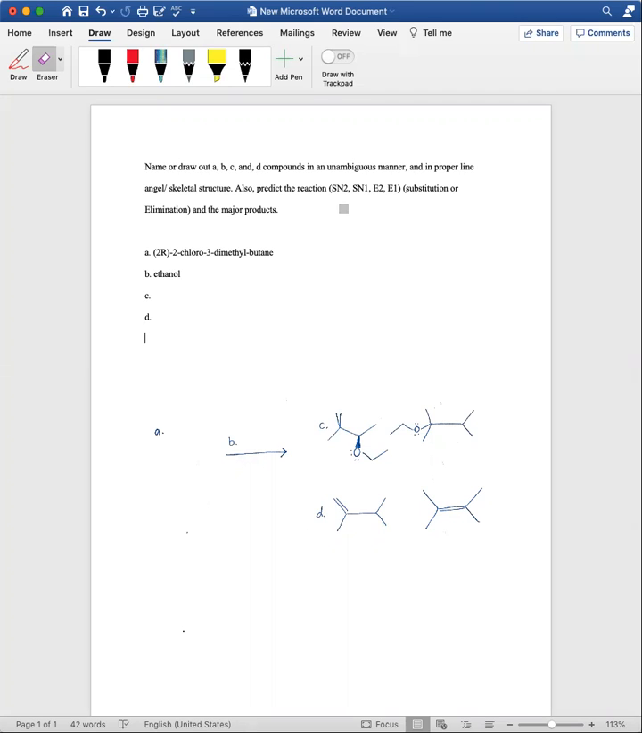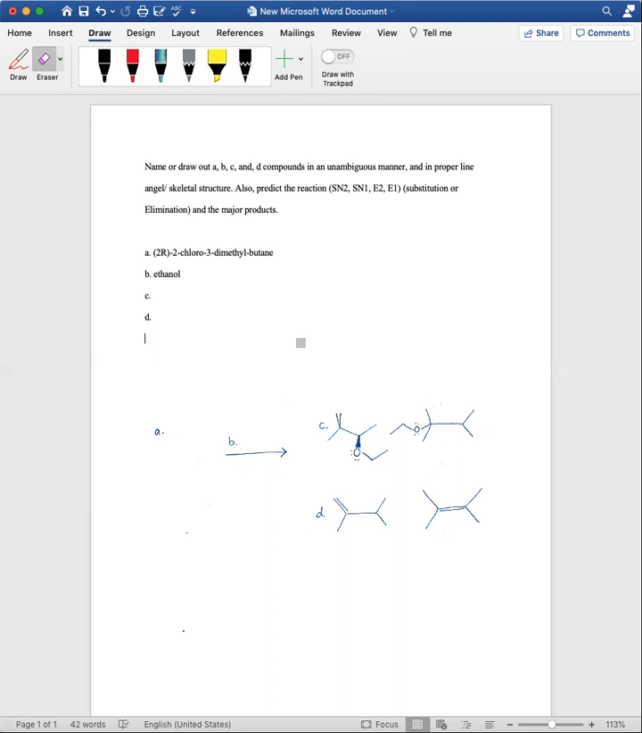It is from chapter 8 or 9 of Organic Chemistry 1. So the question is: name or draw out compounds A, B, C, and D in the proper line-angle skeletal structure. Also predict their reaction, SN2, SN1, E2, E1, substitution or elimination, and the major product.